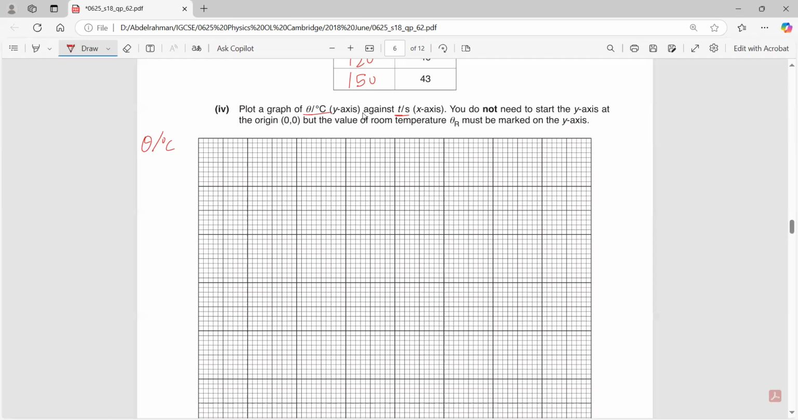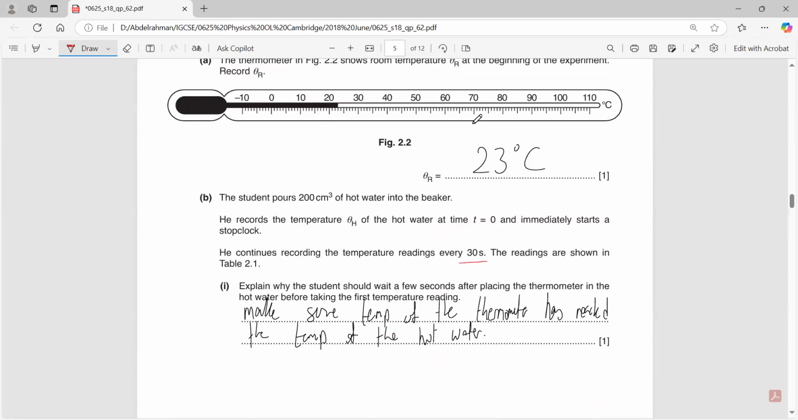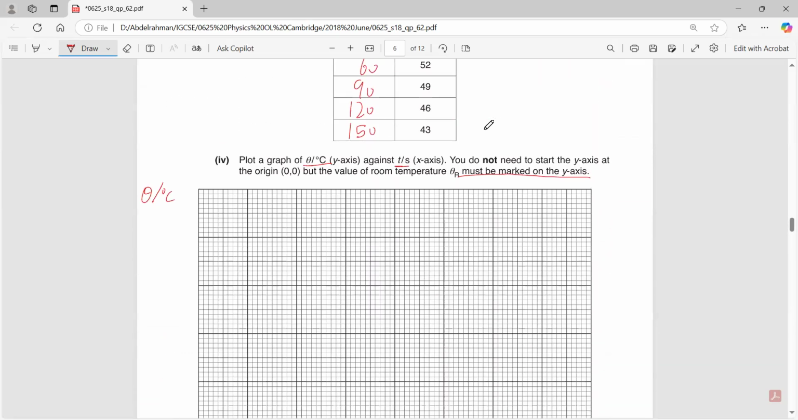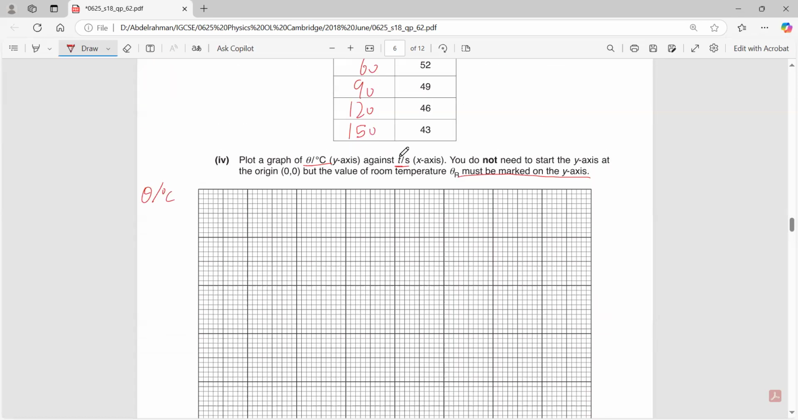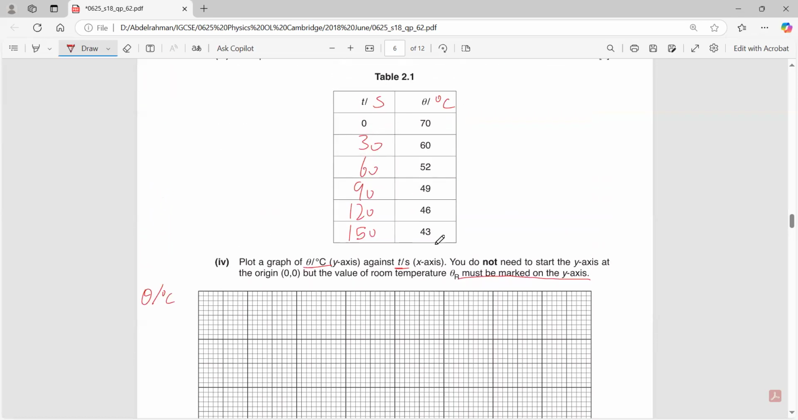You'll start it from a different number, but you have to make sure that the room temperature is marked on the y-axis. What was the room temperature? It was 23 degrees Celsius. So you need to start off with something less than 23 degrees Celsius and plot the remaining points. You have the temperatures going up to 70.